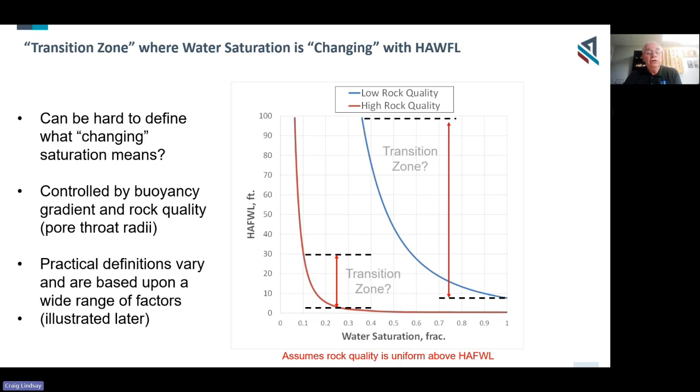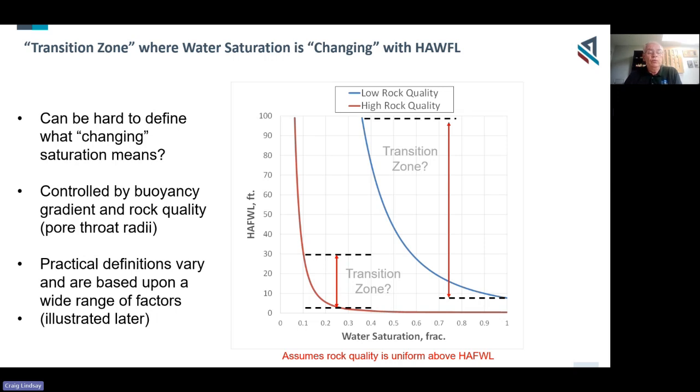Is that a transition zone? And then we look at the example on the right, and the saturation is changing much more slowly, and it's still changing at the top of that 100 feet column. Is that a transition zone? Well, maybe, but it's a bit of a confusing term.